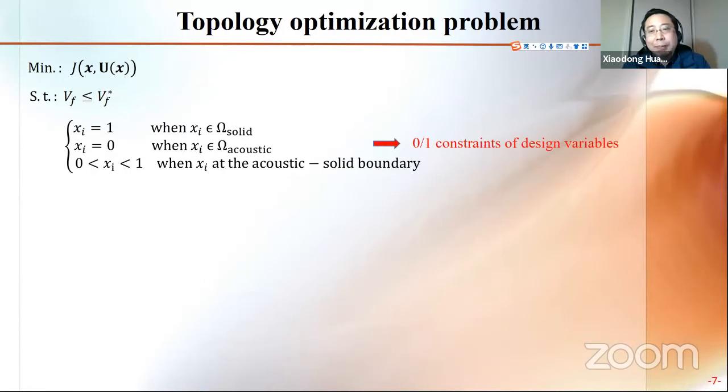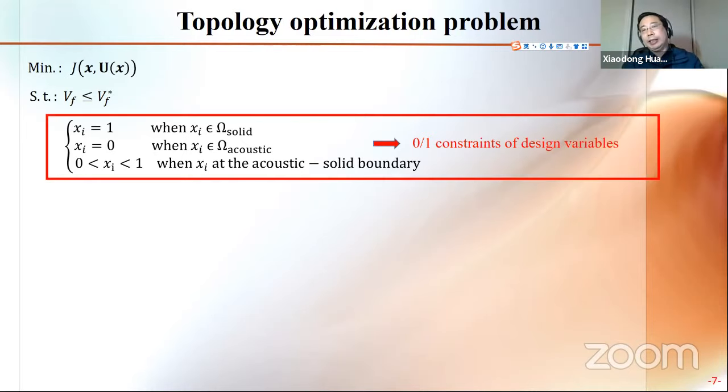The topology optimization problem can be mathematically expressed by a minimization of an objective function subject to a series of constraints. The objective function could be sound pressure, structure vibration, or transmission loss. One constraint is on volume fraction. Another one is on the design variables. This is similar to 0/1 constraint of design variables, except that Xi for boundary elements could be between 0 and 1. The most critical problem in topology optimization is on how to deal with 0/1 constraint of design variables.